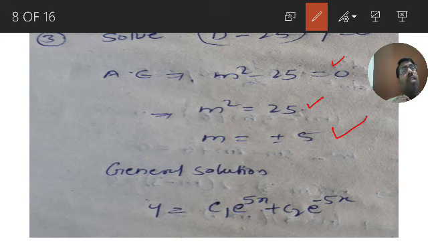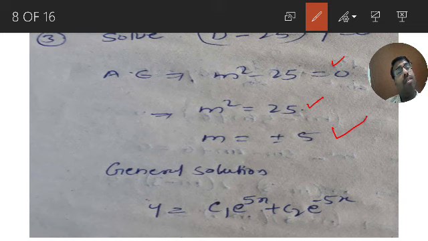Very simple equation here. You see, D square minus 25 of y is equal to 0. The auxiliary equation is m square minus 25 is equal to 0. M square is equal to 25. M is equal to plus or minus 5. No factorization, directly you got it. Now what are the roots? The roots are real and different, 5 and minus 5. So again the first case, what is the general solution? Y is equal to c1 into e power of 5x plus c2 into e power of minus 5x.